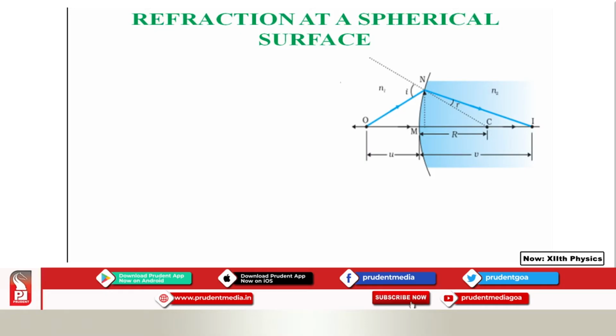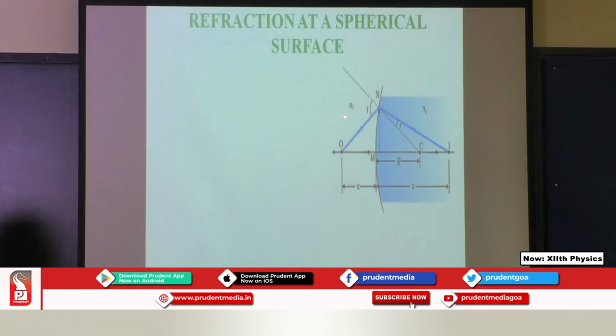It has been given as N1, the refractive index of this medium, and the next is the N2, the refractive index of the second medium. I can say it's a denser medium and the rarer medium. So we have got the point object O, the ray of light is hitting the refracting surface and getting refracted, and the final image we get is at I. So this is the path of the ray of light. We have the point object and we get the point image.